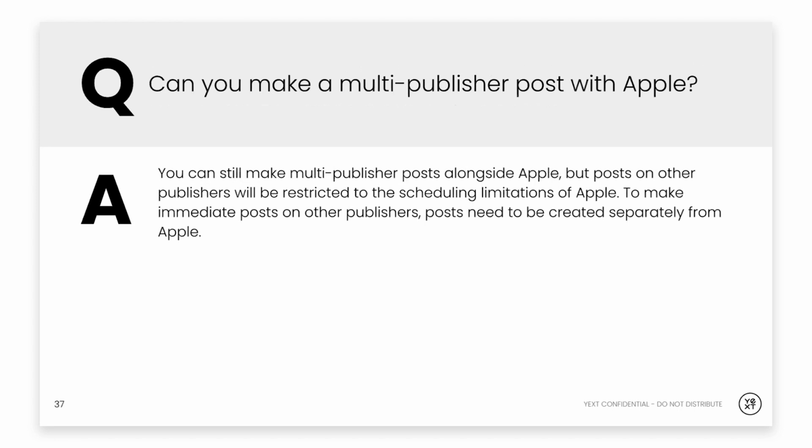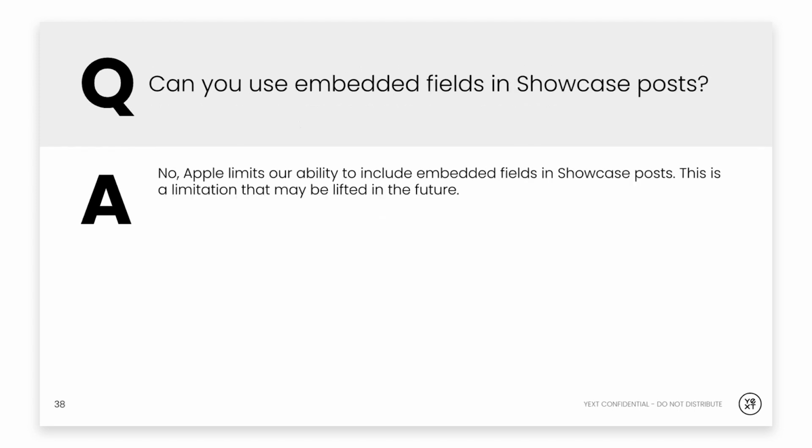But the posts on publishers will be restricted to the scheduling limitations of Apple. So if you try to post on Google and Apple at once, you will still be restricted to scheduling a post 72 hours from now. Again, that is to accommodate Apple's review period. If you wanted to make an immediate post on other publishers, we just recommend that you create that post separately from your Apple Showcase posts.